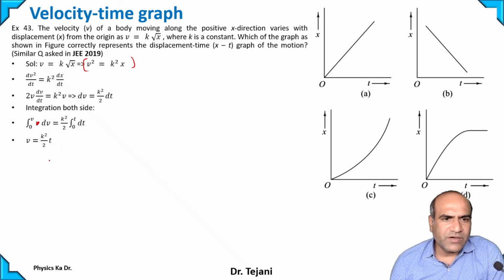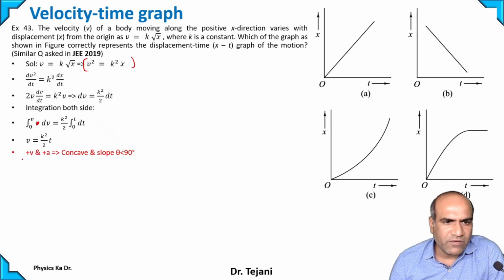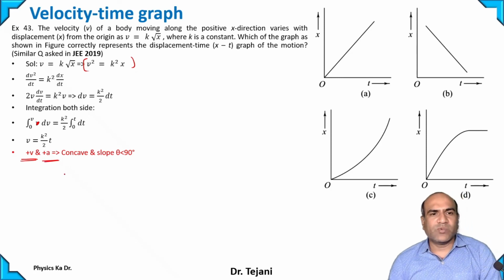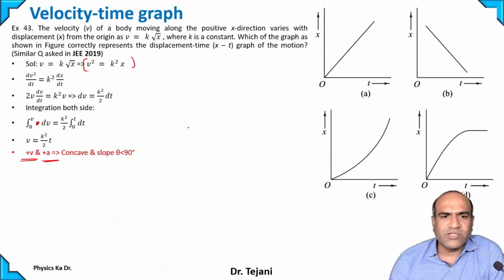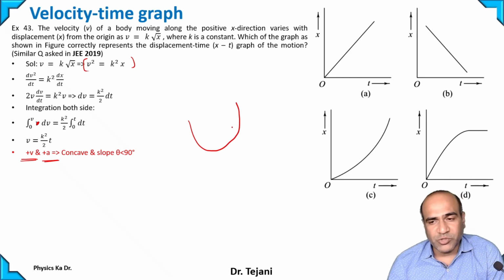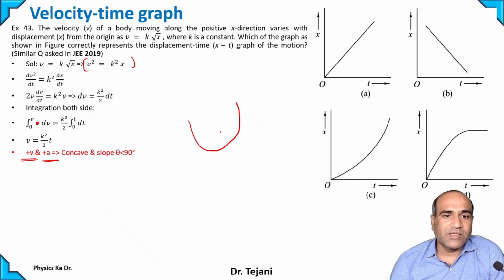So we got velocity as positive. From that we can identify velocity as positive, and acceleration is also positive. So for that positive acceleration, what should be the shape? It should have a concave shape. That means concave shape, and velocity is positive. That means theta should be less than 90 degrees.